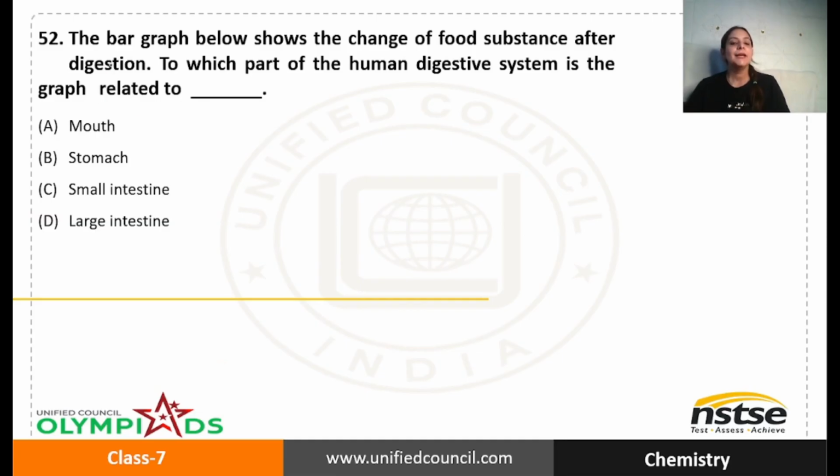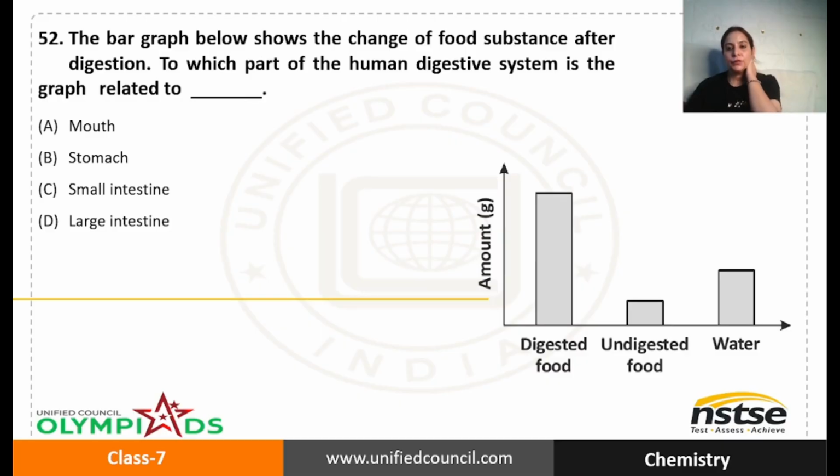Okay, next question says the bar graph below shows the change of food substance after digestion. To which part of the human digestive system is the graph related? So we have this question and a graph, and we need to tell which part is indicated here. The graph shows the change of food substance after digestion. The digested food is more, it has some undigested food also, and it has water also, meaning water is not yet absorbed.